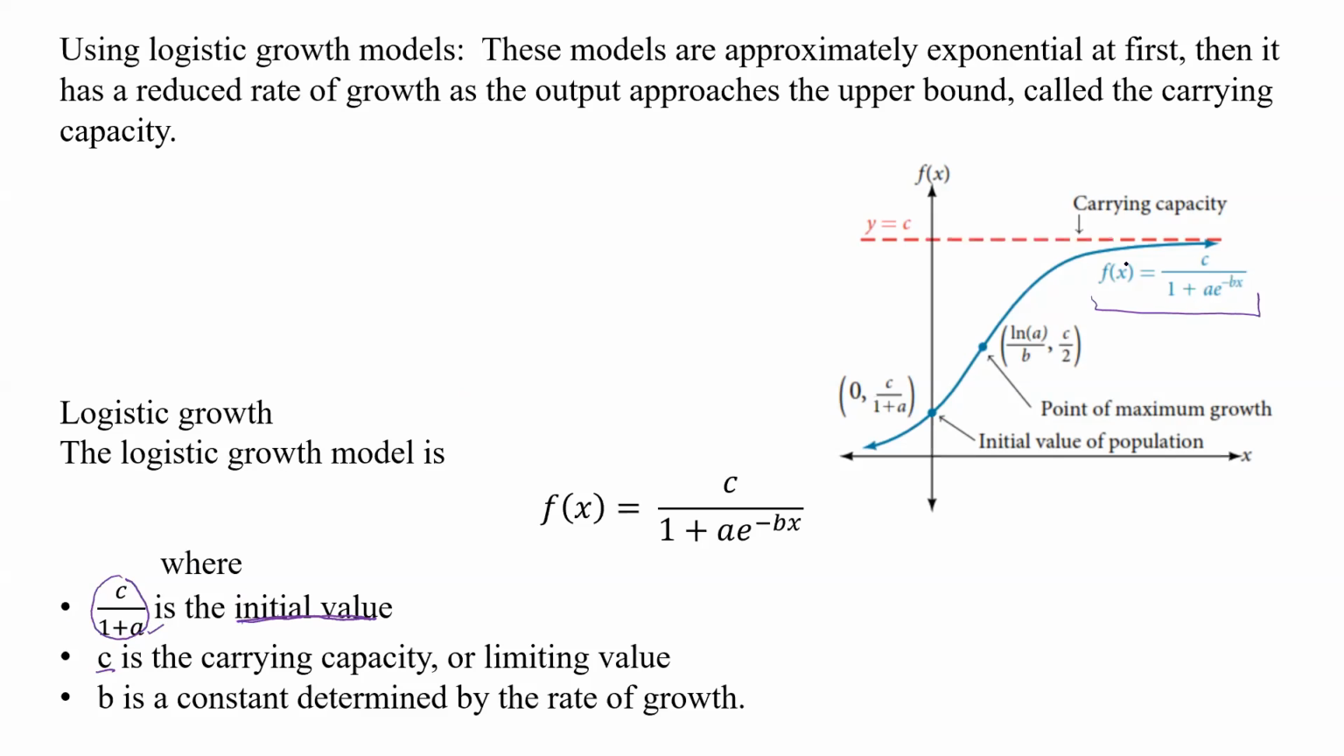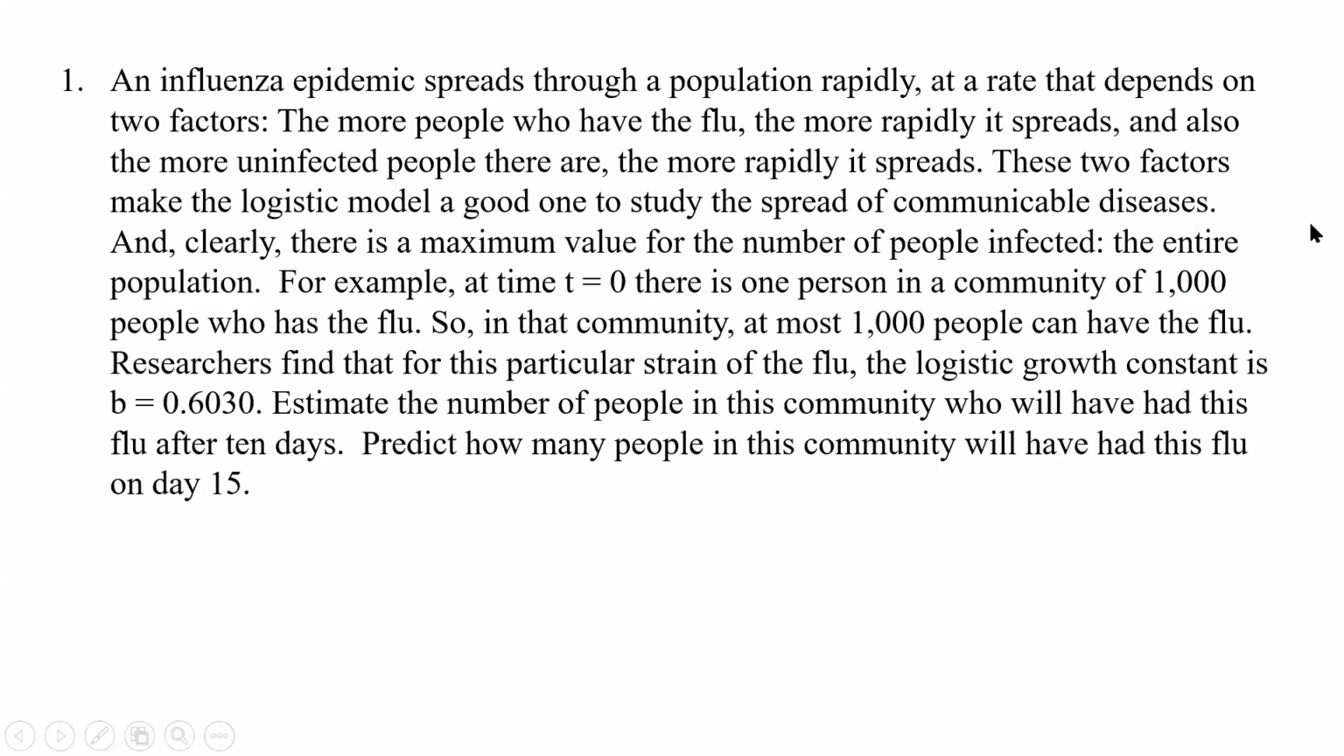But what I'm going to show you is one where we get the value, and it's about the same as what we have now. It's influenza instead of the coronavirus. It says an influenza epidemic spreads throughout a population rapidly at a rate that depends on two factors. The more people who have the flu, the more rapidly it spreads, and also the more uninfected people there are, the more rapidly it spreads. So these two factors make the logistic model a good one to study for the spread of communicable diseases.